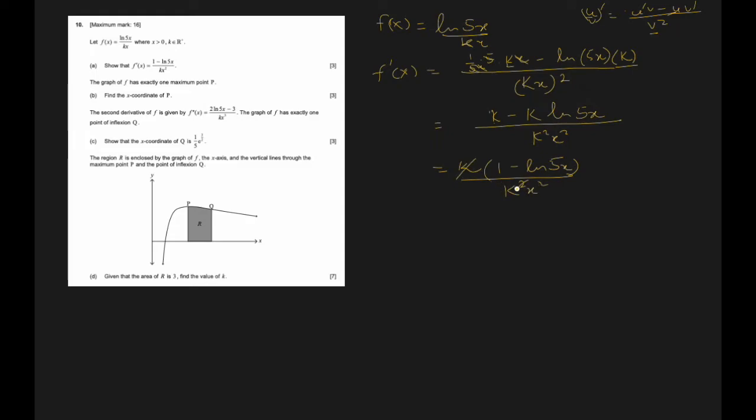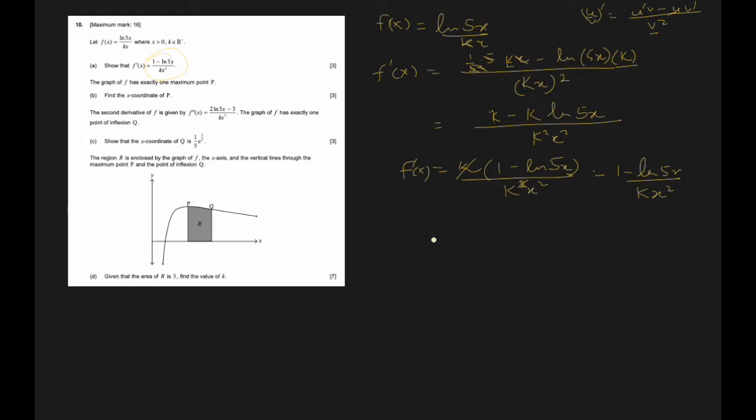This k can cancel with one of the k's. We get 1 minus ln 5x over kx square, and that is what they are asking us to show in A part. In B part, they say the graph f has exactly one maximum point, P. We can see the graph they have drawn here, and it's a maximum point. The gradient at maximum point is 0. That means the gradient, which is the first derivative, should be equal to 0.